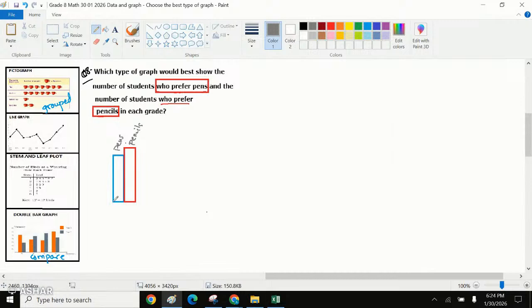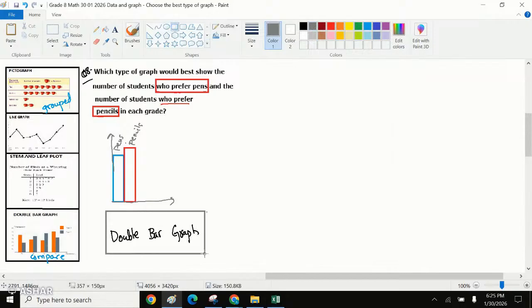So what is this information known as? Whenever we have two sets of bars, we can say it is a double bar graph. So a double bar graph would be the best way to represent this information. Agreed? Moving ahead to the next question.